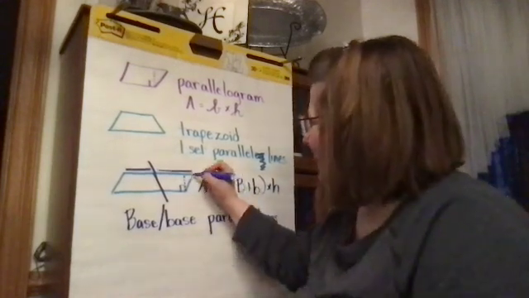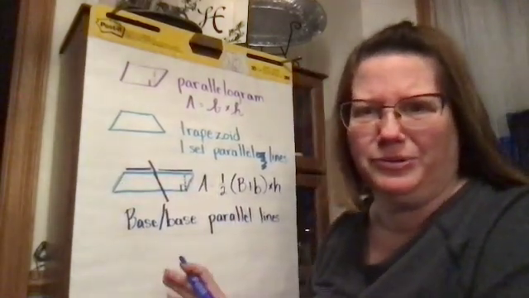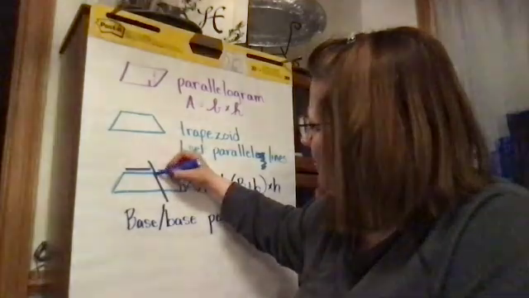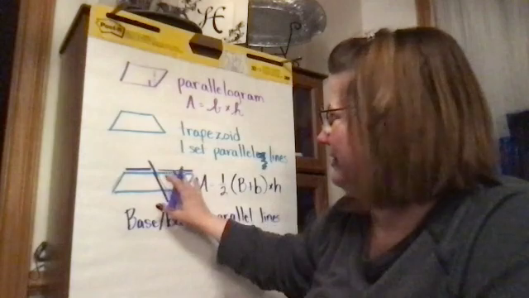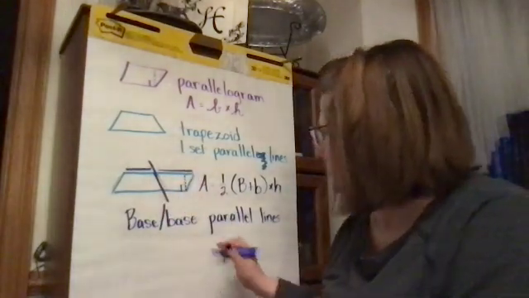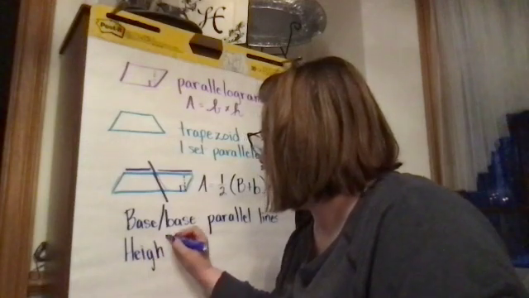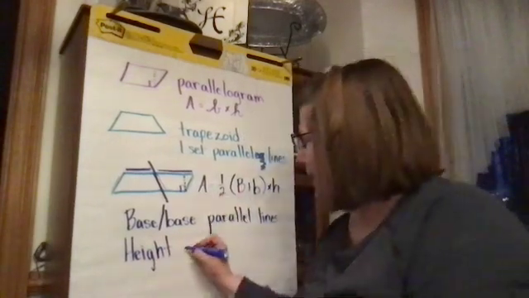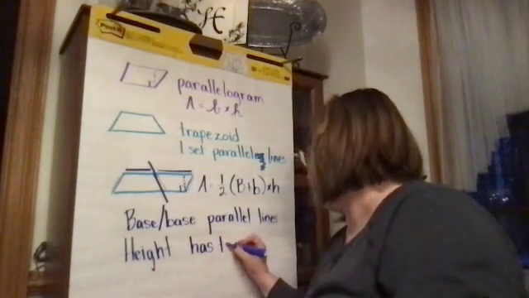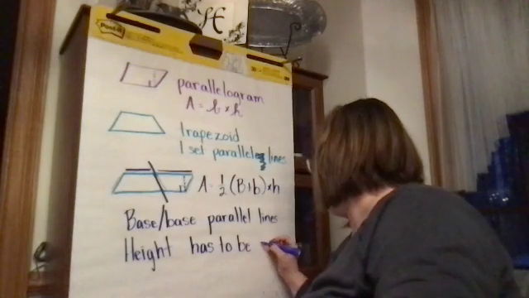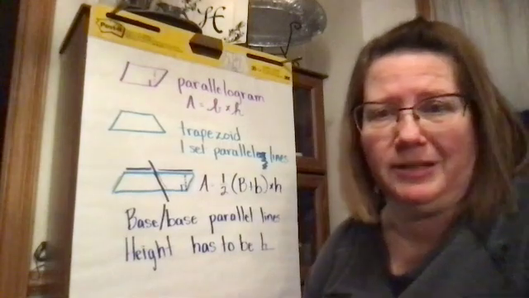So if they give me this or this, I'm not going to use that, because those on my trapezoid wouldn't be the parallel parts. Okay, so we don't want to use those. We want to use the base. And then the height has to be with the right angle. Okay, so again, I'm looking for that little square to tell me that that's a right angle.